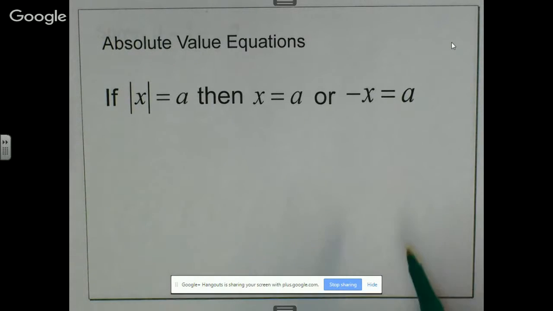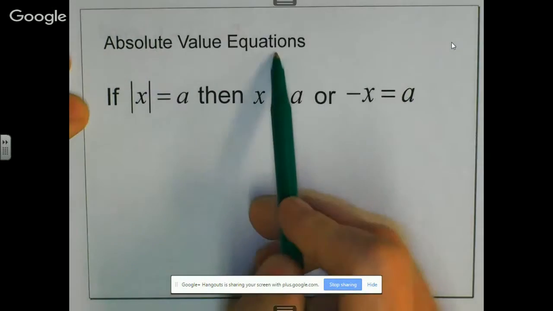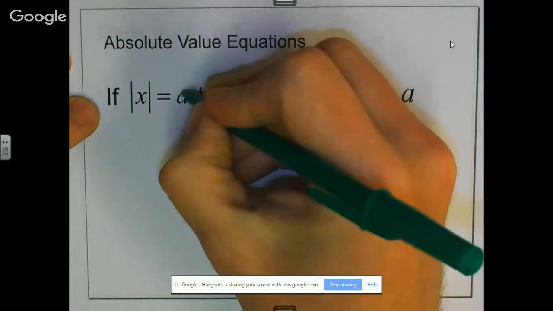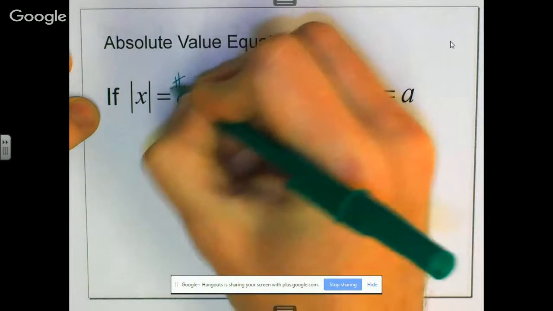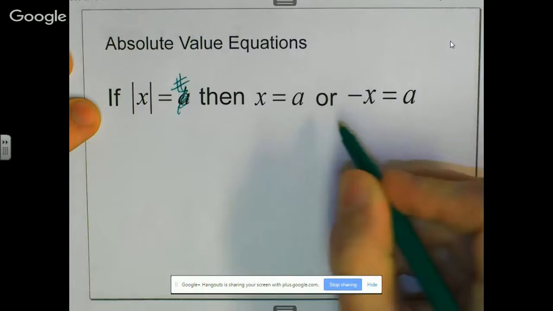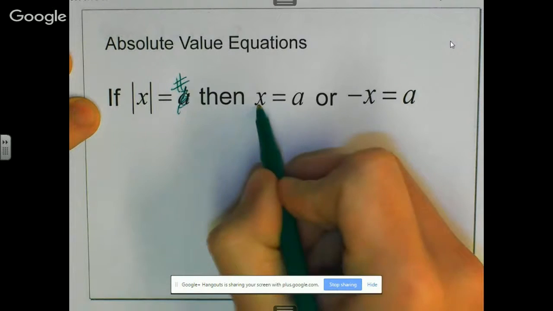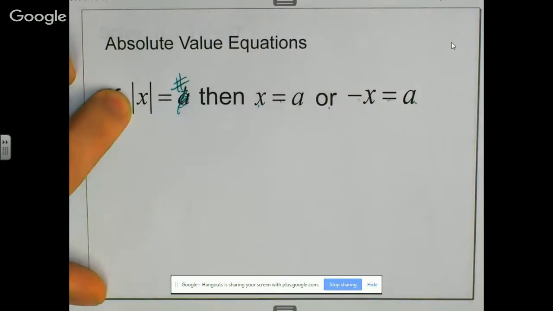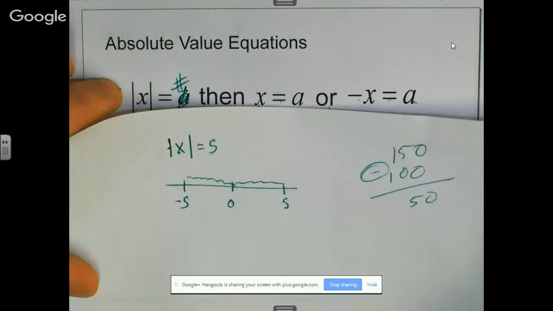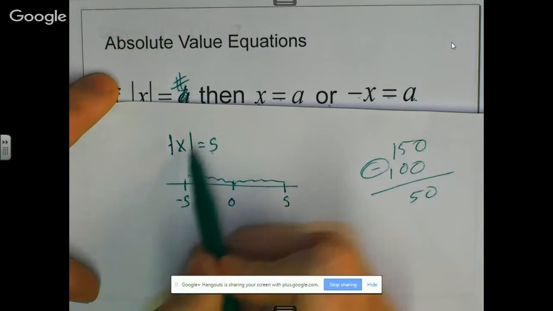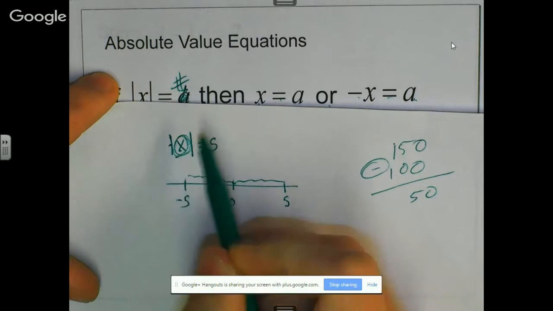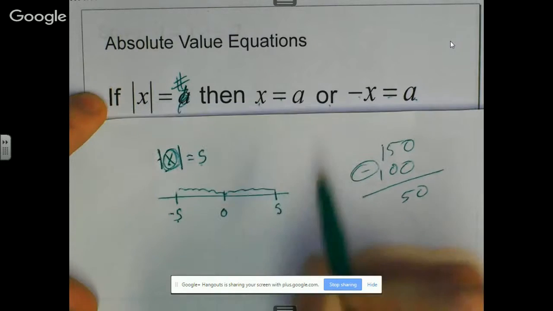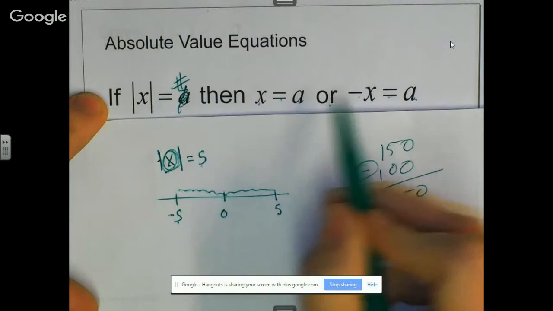So for absolute value equations, if the absolute value of x equals a number, let's just say that's some number a, then x equals a or negative x equals a. If we come back to this example, this number in here, what we were looking for, could have been a negative 5 or it could have been a positive 5. That's why we take negative x and positive x.